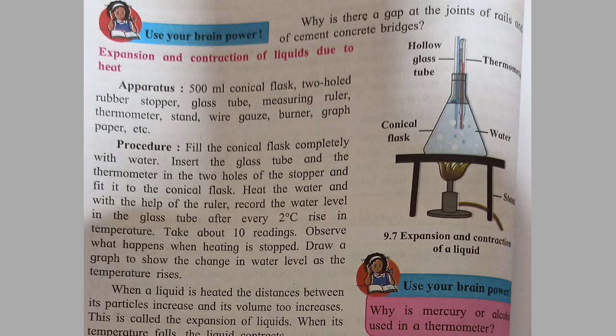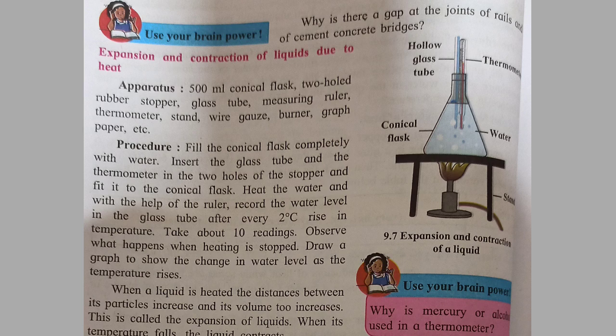So when the liquid is heated, the distance between its particles increases and its volume too increases. This is called the expansion of liquid. When its temperature falls, the liquid contracts. Now, expansion and contraction of gas due to heat. Glass bottle, balloon, hot water, etc. are the apparatus used. Now what is the process?